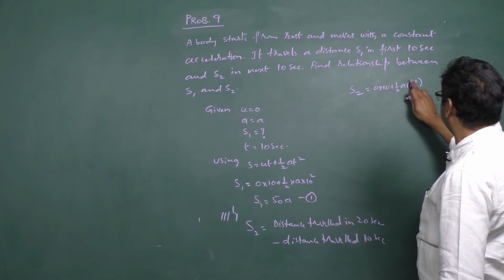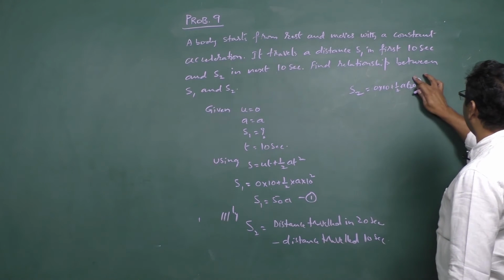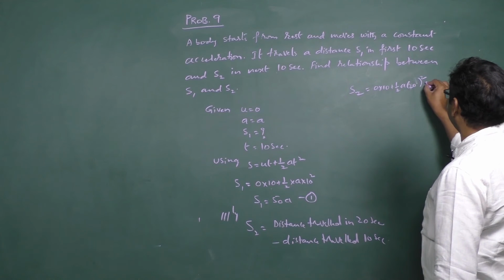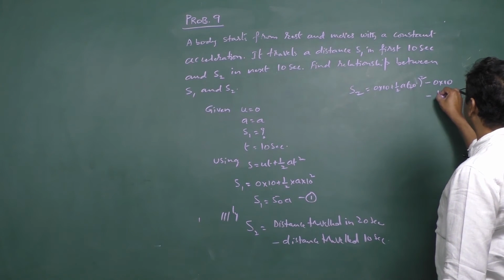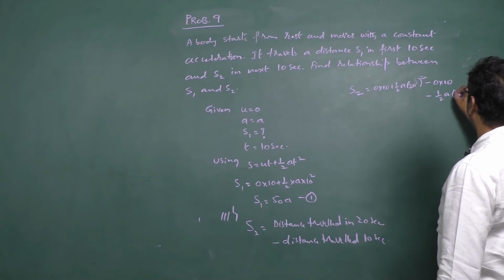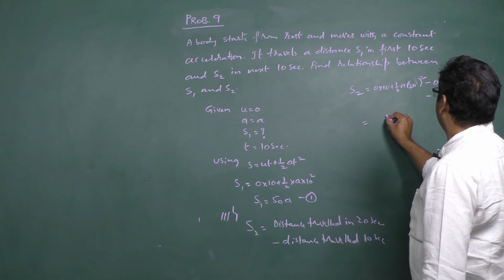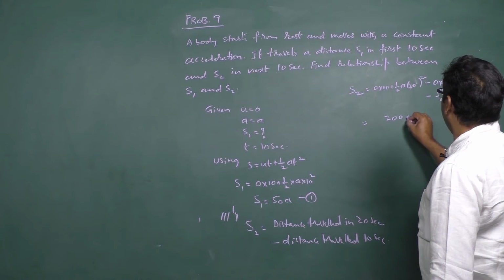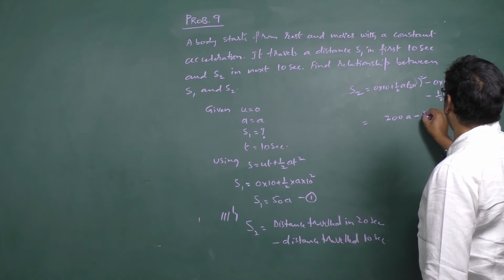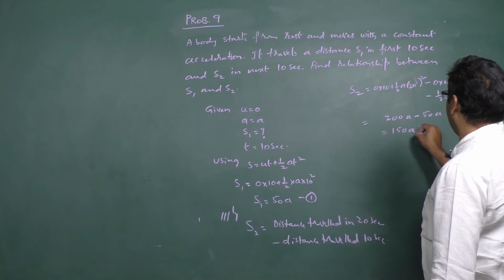This is the first 10 seconds. First 20 seconds can be 20 square minus 0 into 10 minus half a into 20 square. So if you simplify, here you are getting 200a minus 50a. That comes out to be 150a.